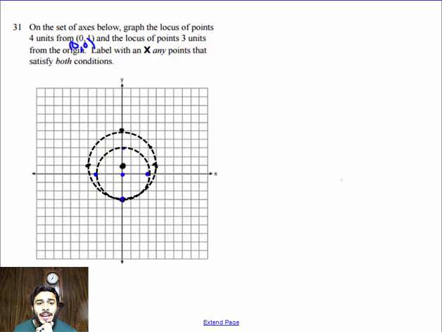It says label with an X any points that satisfy both conditions. So in other words, label with an X the points that are 4 units from (0, 1) and 3 units from the origin. Well, there's only 1 point that does that, and that's this point here. It's 4 units away from (0, 1), and at the same time, it's 3 units away from the origin.